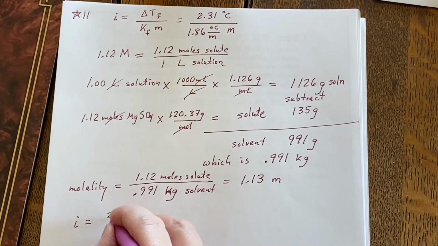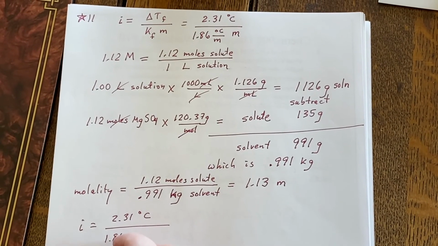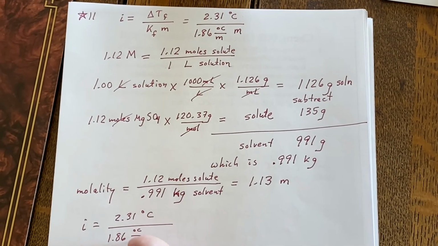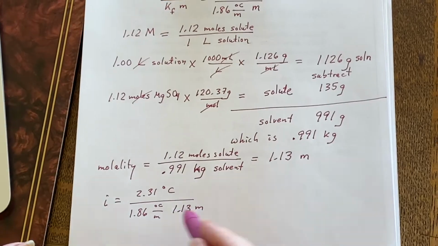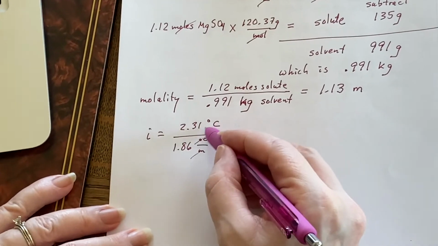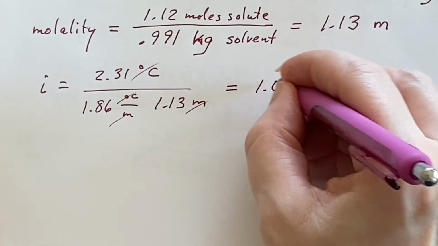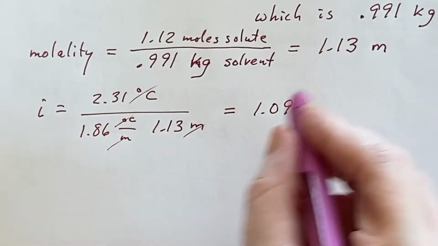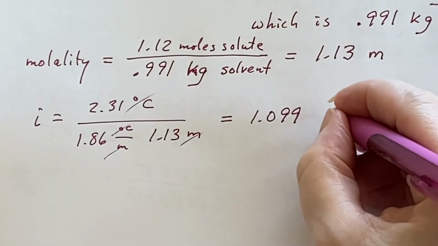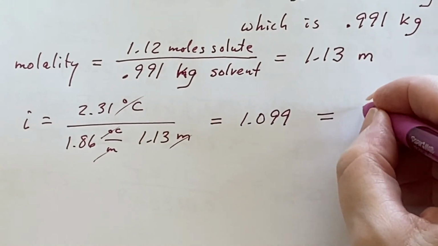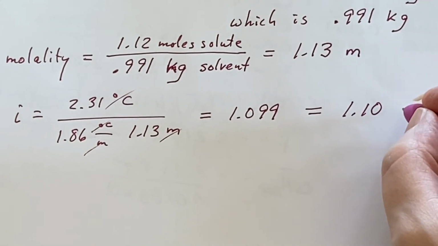i is 2.31 degrees Celsius over 1.86 degrees Celsius per molality, and then I have 1.13 molality. I'm going to end up canceling all the units, which is good because i should be a pure number. I get 1.099, and I can't keep all those sig figs. I can only keep 3, and I end up rounding this to 1.10 for the value of i.